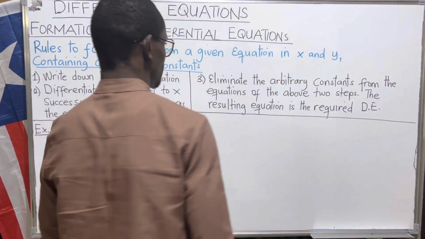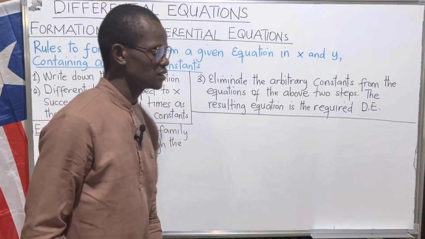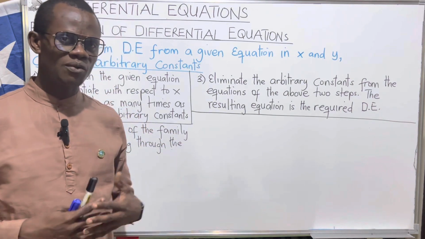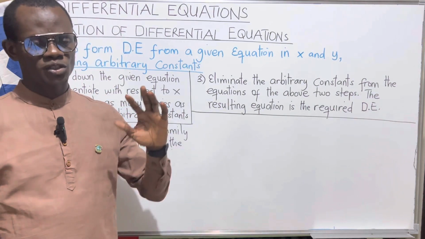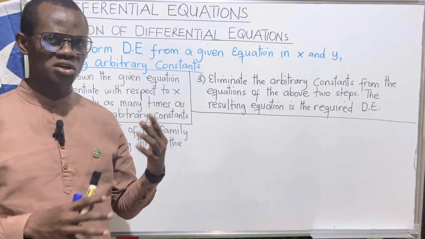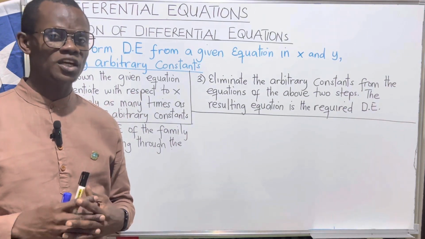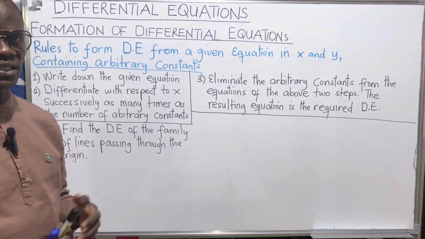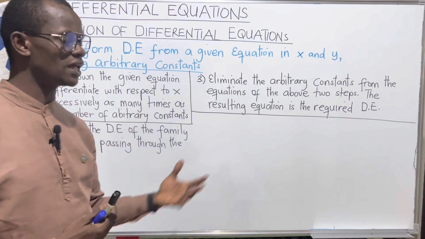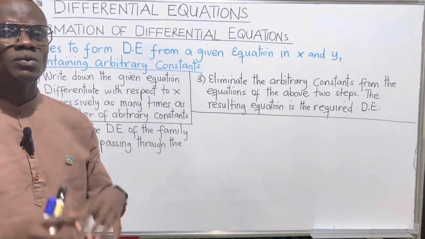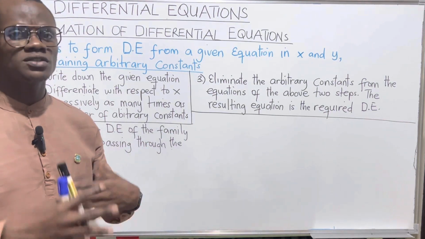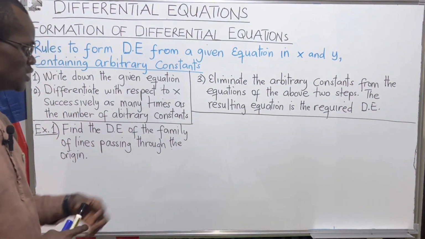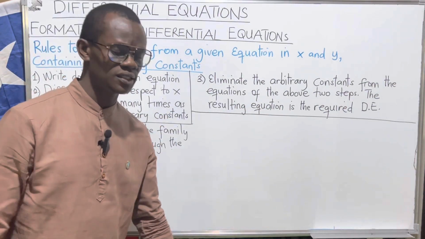And then the last rule says that we must eliminate the arbitrary constants. Sometimes in the elimination process we must apply some algebraic simplification and manipulation to be able to solve for the arbitrary constants. We look at different methods of eliminating the arbitrary constants after we have done the required number of differentiations in a given problem. The resulting equation is the required DE.